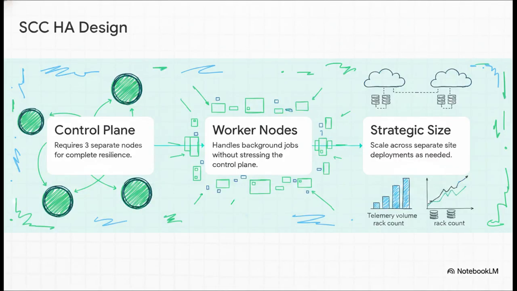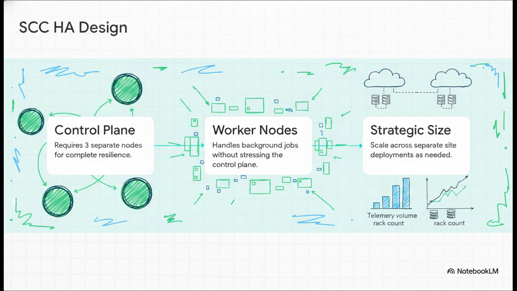Furthermore, SEC's internal services actually run on a Kubernetes foundation, which is what guarantees all this modularity and resilience. Let's look at its high-availability design step by step. Step 1 is the control plane, which needs to run on 3 separate nodes for complete resilience. Step 2 involves the worker nodes. These guys handle the heavy lifting, running background jobs, telemetry processing, automation tasks, all without stressing out the control plane.